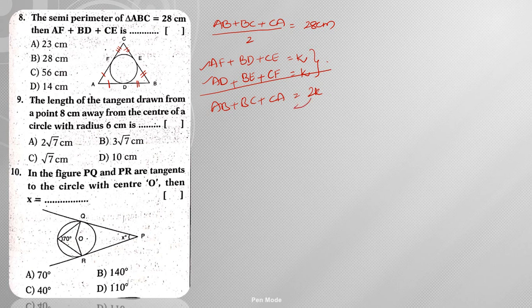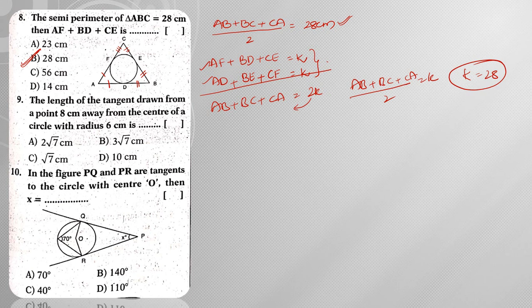Now if I want to bring this 2K here, then I am going to have AB plus BC plus CA by 2 is equal to K. Already we have this value as 28 centimeters. From this clearly I can say that K is equal to 28 centimeters. Hence the answer is 28 centimeters.